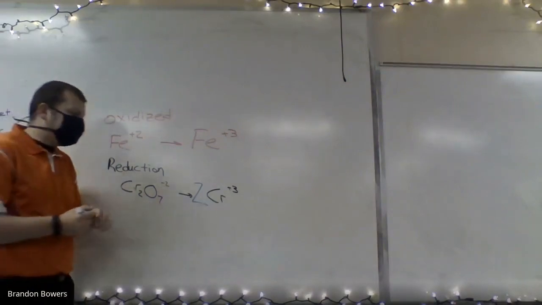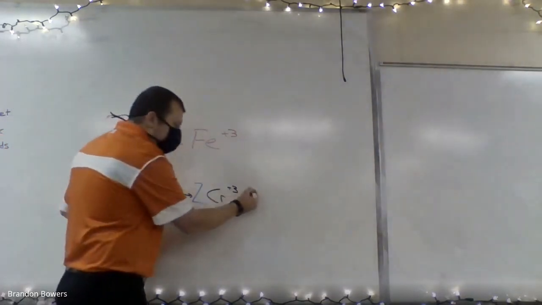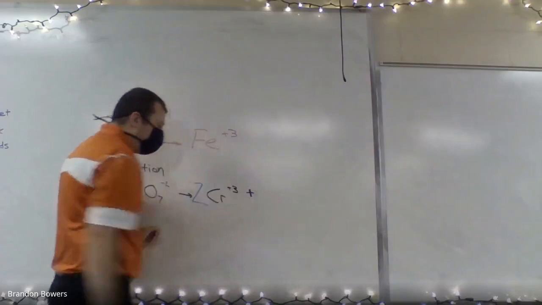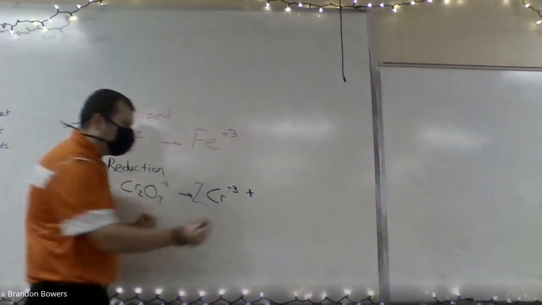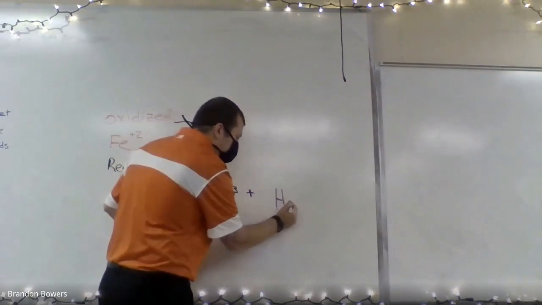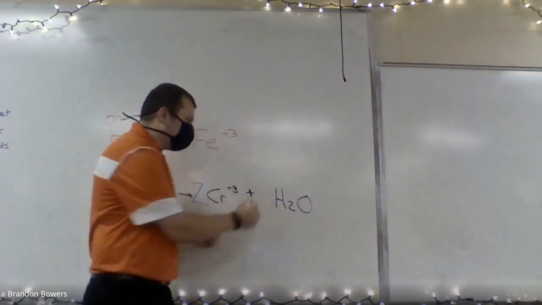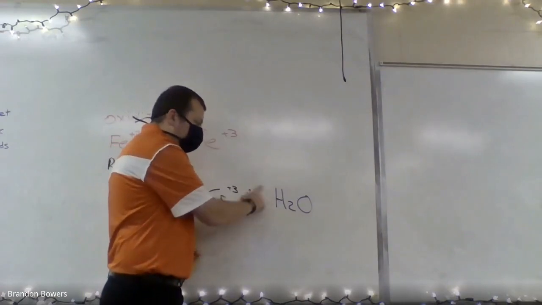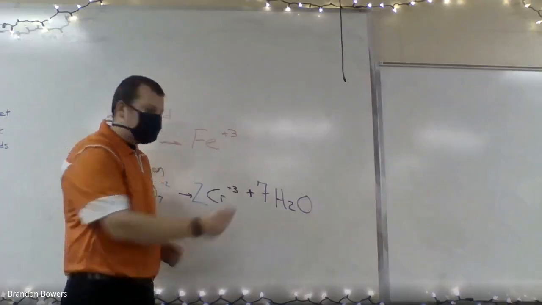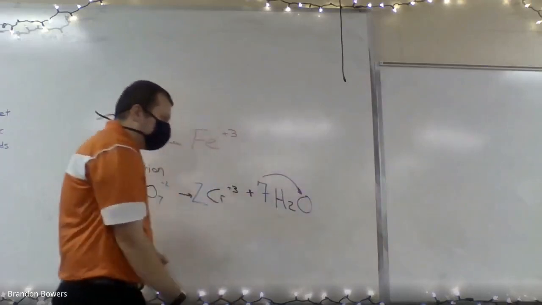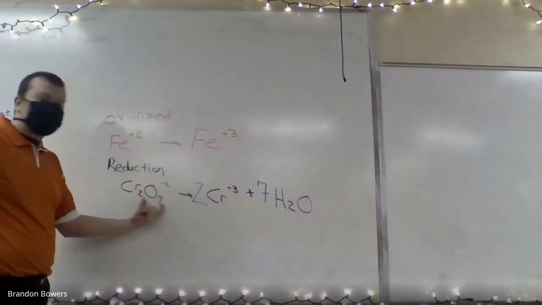So I have to balance that by adding water. So that means on this side, how much water am I going to have? Well, let me write out water. Water is known as H2O. So if I have 7 O's over here, what number has to go in front of my water? 7. Does that make sense? Because that gives me 7 O's. And over here, I had 7 O's.